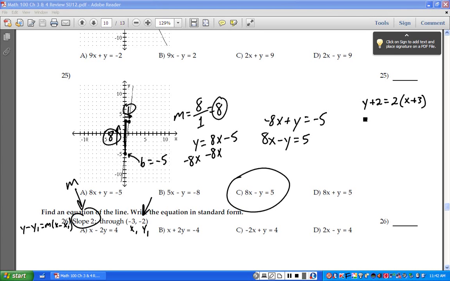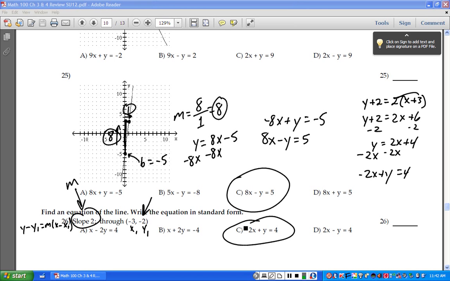Alright, so there's my point slope form, but I need it in standard form. So I'll turn point slope into slope intercept by multiplying that and that. So that gives me 2x plus 6. Subtract the 2 from both sides. y equals 2x plus 4. That's slope intercept form now. Take this, convert it to standard form. Subtract 2x from both sides. Negative 2x plus y equals 4. Alright, is that an option for number 26? We see that it is, and it's option C.